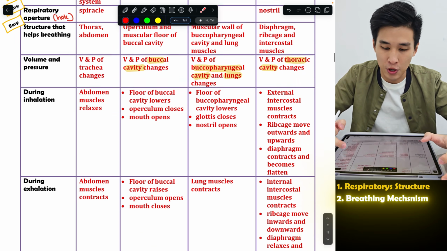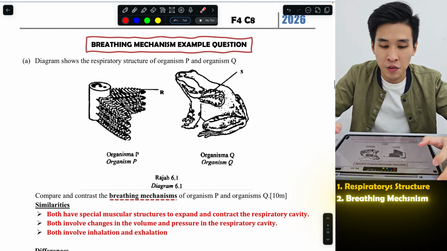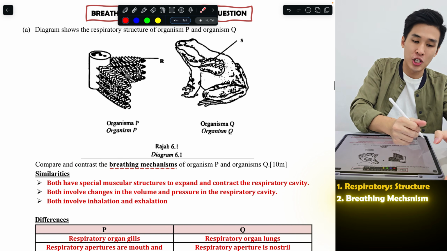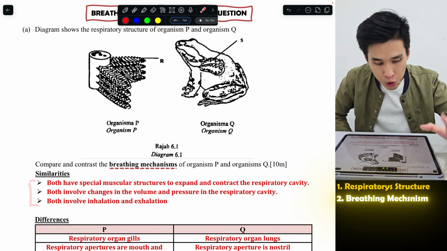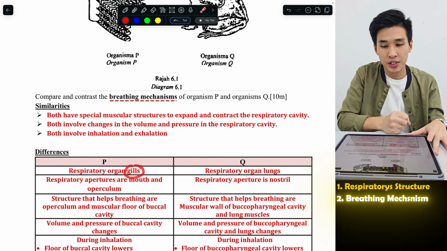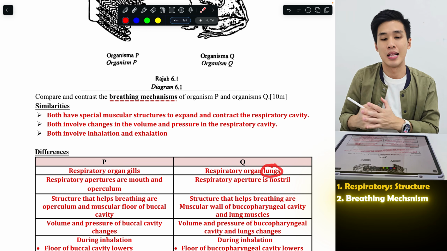Okay, let me show you an example question, which I have one over here. Now it's between frog and fish. So similarities, I don't need to mention already. All the same. So first we start with the organ. So respiratory organ in fish is gills. Respiratory organ in frog, lungs.